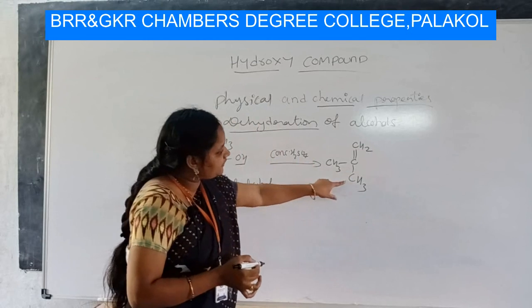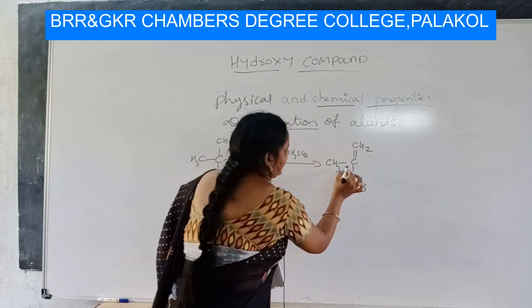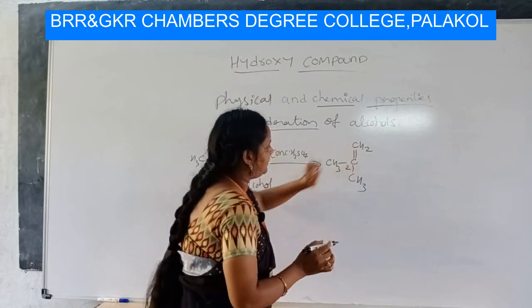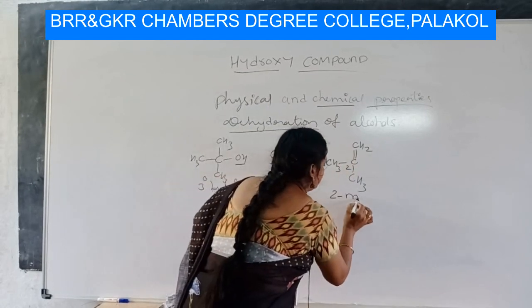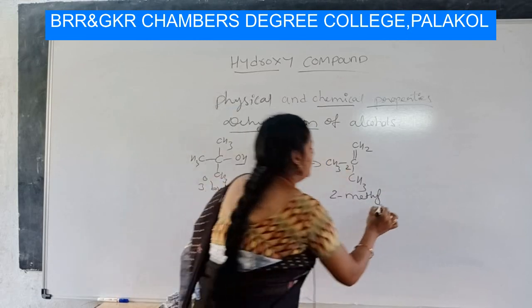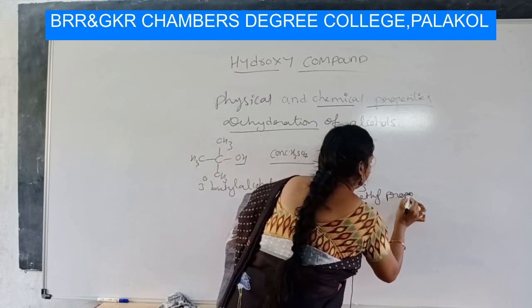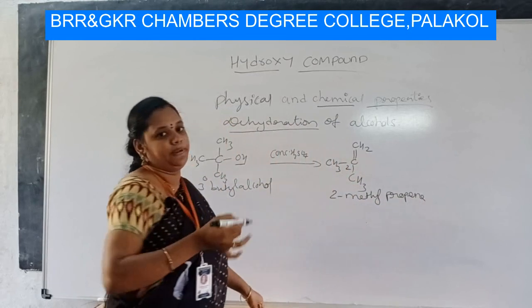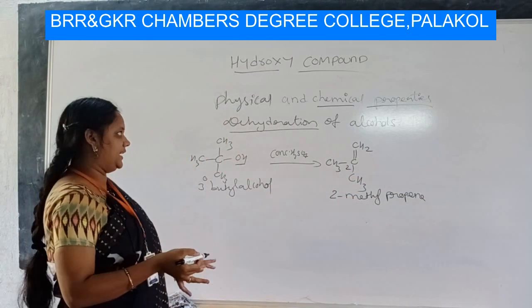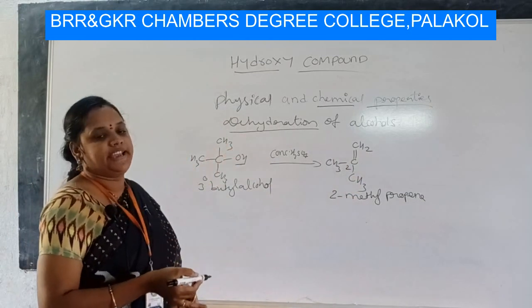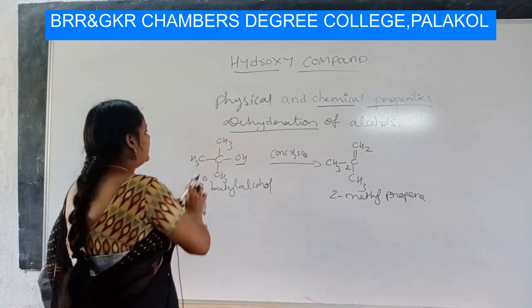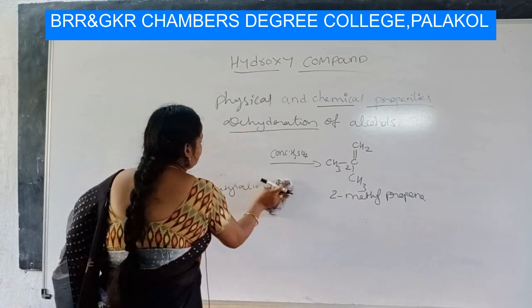The name of this compound: in the second position, a methyl group is present and 3 carbons are present. So the name becomes 2-methyl propene, with the double bond. So 2-methyl propene is formed. If you take alcohols and add concentrated sulfuric acid, dehydration takes place and alkenes are formed. Okay students, let us discuss the mechanism involved.